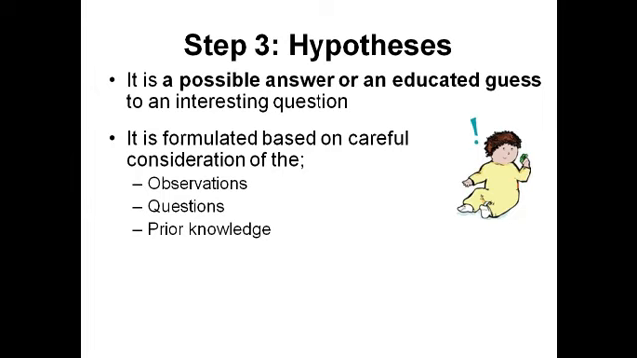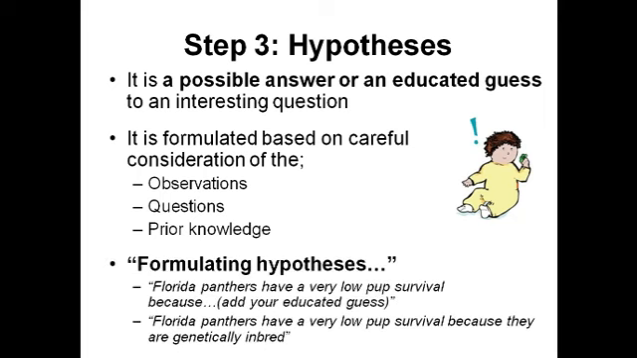So hypotheses are formulated based on several things. You have to think about your observation, of course, that's the basis. And then you can ask many questions to tackle the same observation, right? So you have to be very careful with your questions. If you ask the right question, then you can come up with the right hypothesis. And of course, you need your prior knowledge when you are formulating your hypothesis. Okay, so let's make some hypotheses.